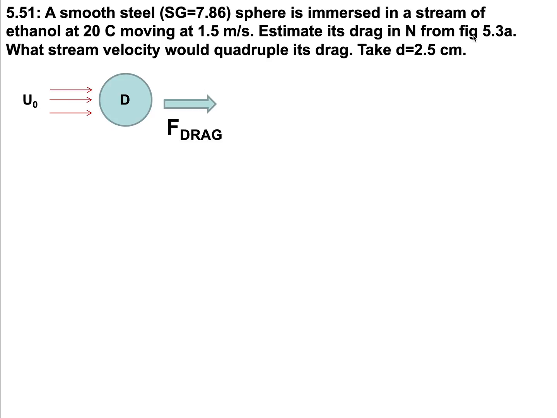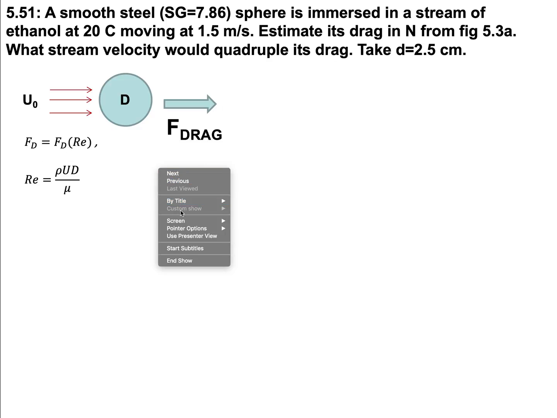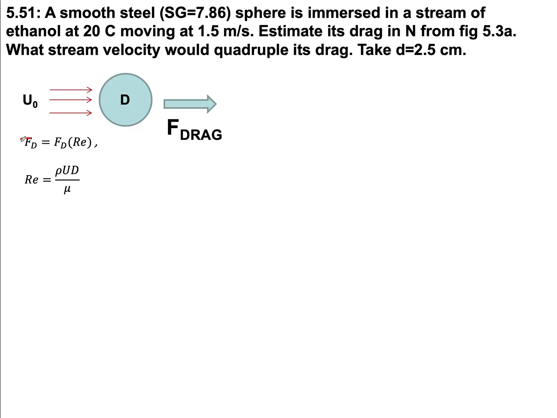They tell you to go to figure 5.3, but what that figure is about is a plot of the drag coefficient as a function of Reynolds number. This actually should be the drag coefficient rather than the drag force. So the drag coefficient, it's not FD, it's CD. So let's just fix that. The drag coefficient depends on the Reynolds number, so it's CD over here.